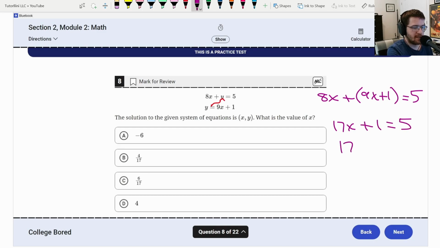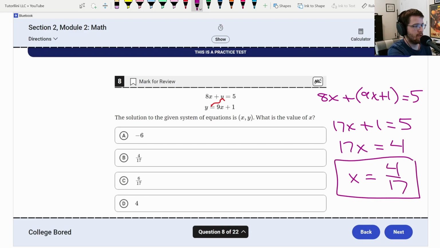Subtract 1 from both sides, I get 17x equals 4. Divide both sides by 17. I don't think it simplifies, so we'll just go with 4 over 17. You could use a calculator if you're unsure of that. And that is answer choice B.